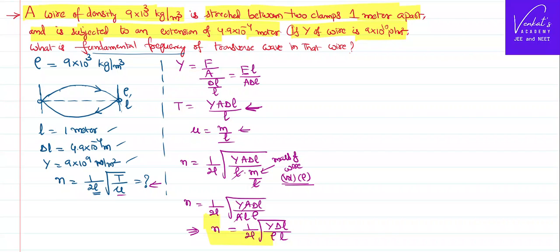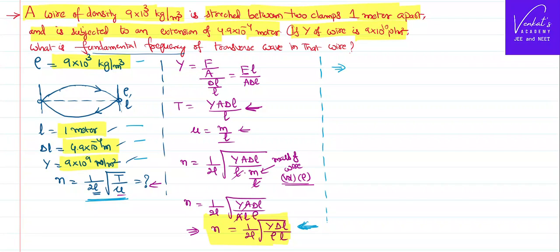Now, if you look at the data carefully, everything required is given in the format. L is given, delta L is given, Young's modulus is given, density is also given. Now it's easy to solve this problem. So whenever data is given in a problem, you should try to find out what the formula is and how we can convert the formula into a new format so that we can use the given data. That's very important in solving physics problems. So let us substitute the data.